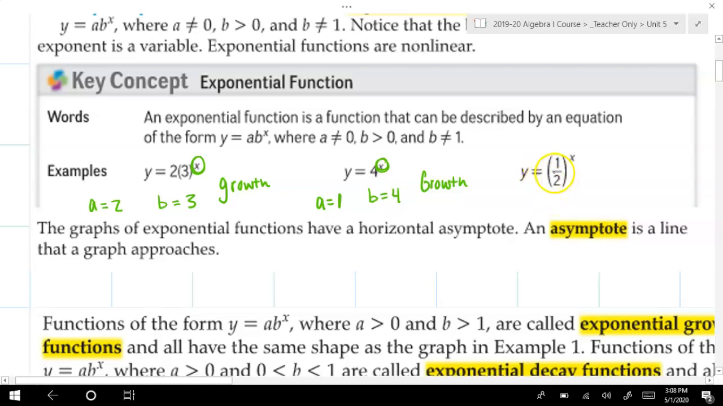If we look at y equals 1/2 to the x power, this time the base of the exponent is 1/2. 1/2 is between 0 and 1, so this one's going to show decay. And again, a appears to be invisible, therefore it must be 1.